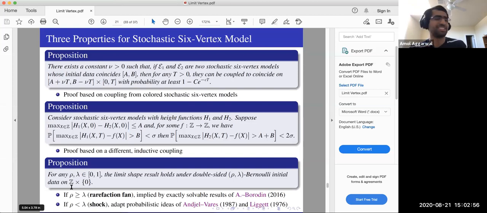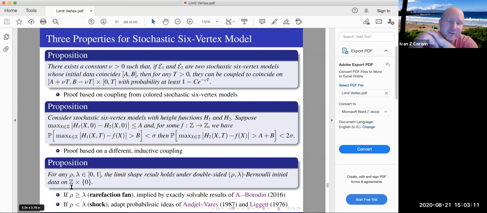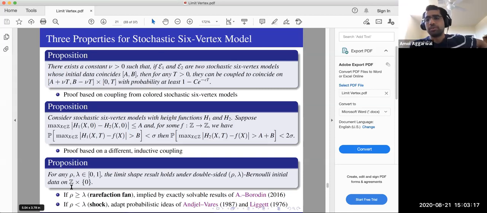Okay, so it's a little bit more complicated. What you have to do is prove a convergence to local equilibrium result there by classifying all kinds of local equilibria, and then you have to analyze what's going on in the local equilibrium. Okay. So it draws on your earlier work about local equilibrium for stochastic six-vertex? No. Actually, for double-sided Bernoulli profiles, that's easier to prove. Okay. Yeah.